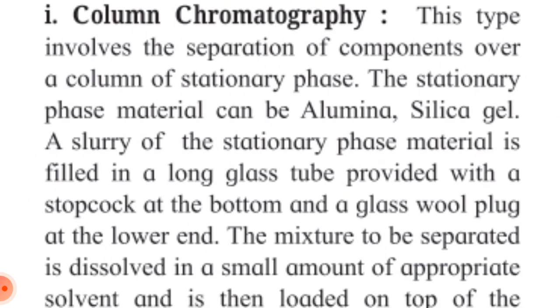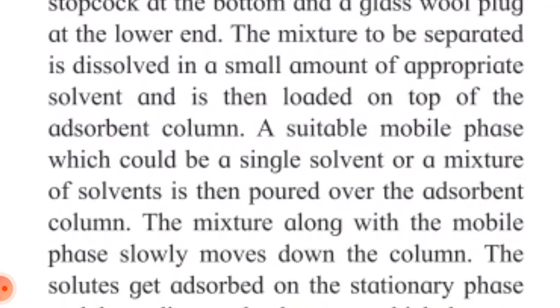Part 1, column chromatography. This type involves the separation of components over a column of stationary phase. The stationary phase material can be alumina or silica gel, a slurry of which is filled in long glass tubes provided with a stopcock at the bottom and a glass wool plug at the lower end. The mixture to be separated is dissolved in a small amount of appropriate solvent and is then loaded on the top of the adsorbent column.